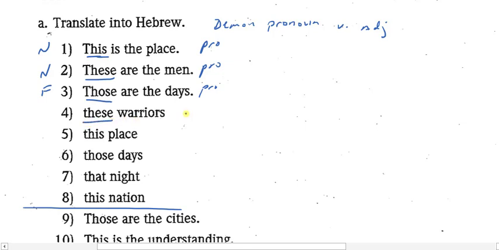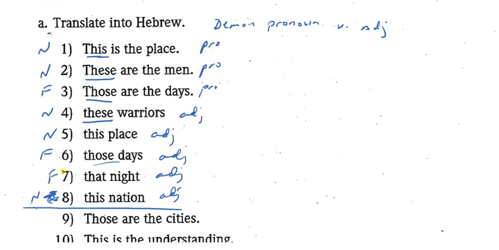These warriors. What use is that? These warriors. Adjectival. That's the adjective function. And is it near or far? Near. Good. This place. Adjectival. Near or far? Near. Those days. Adjectival. Good. And it's far. That night. Adjectival and far. Good. Oh, I'm sorry. This nation, it's near and it's adjectival as well. Okay, good. Excellent.